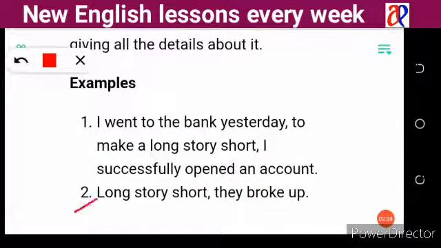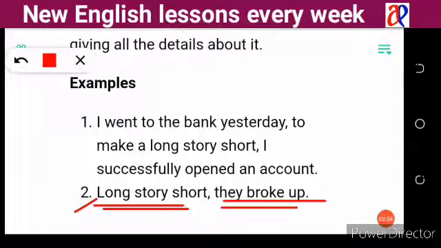This is our second example. Long story short, they broke up. Now sometimes people don't use make a long story short, but they say long story short. Now long story short and make a long story short both have the same meaning. So long story short means make a long story short. They broke up means their relationship ended.